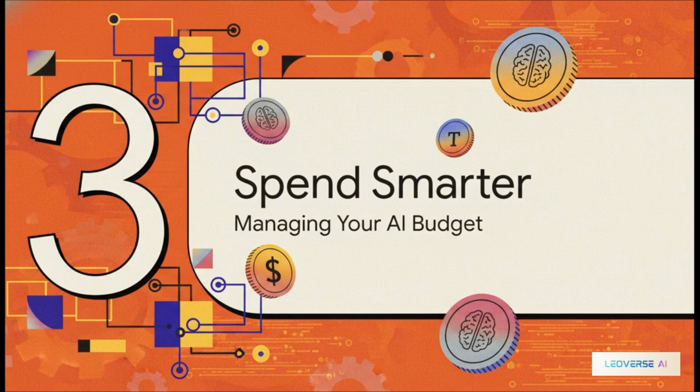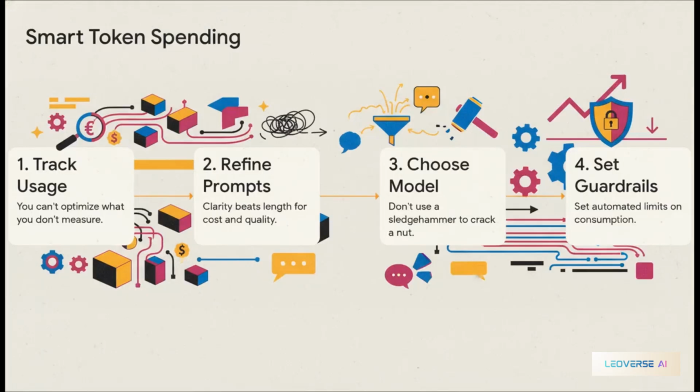Okay, now that we understand this totally unfair exchange rate, how do we game the system? How do we become smart spenders in this weird new token economy? It really boils down to 4 key steps. First, track everything. It's simple. You can't control what you don't measure. Second, work on your prompts. We'll dig into this more, but being clear is so much cheaper and more effective than being long. Third, use the right tool for the job. And finally, put up some guardrails. Set automated limits so things can't get out of control.